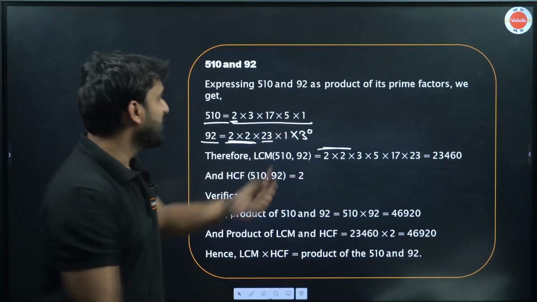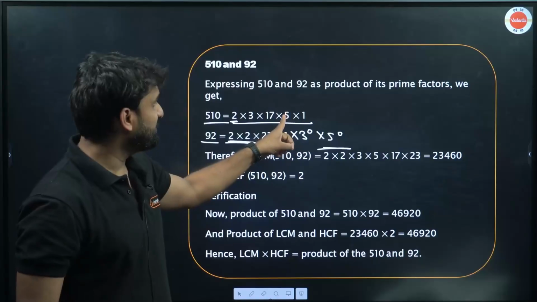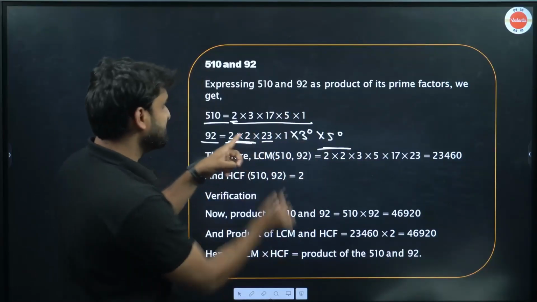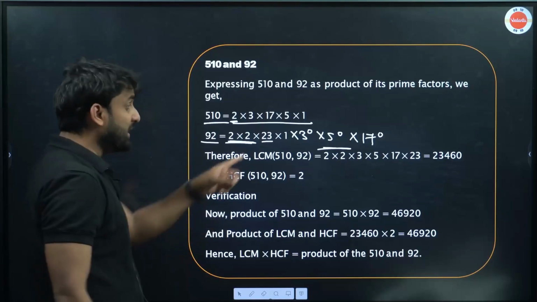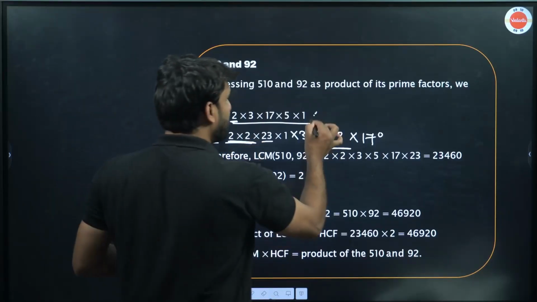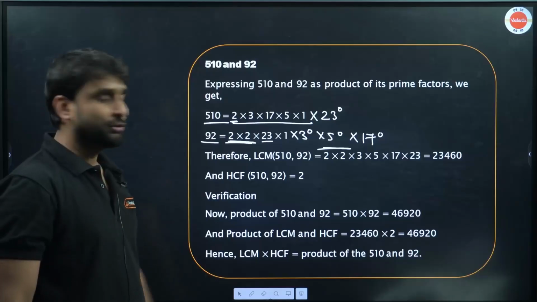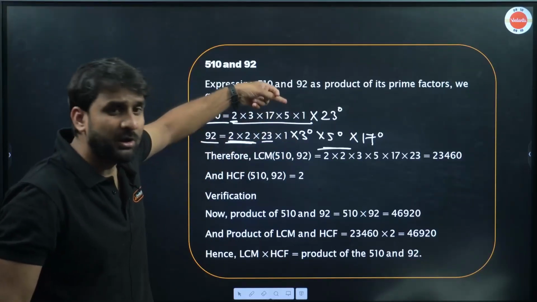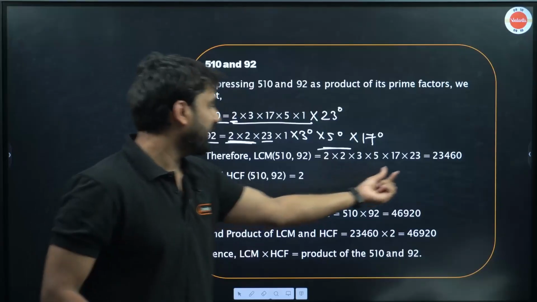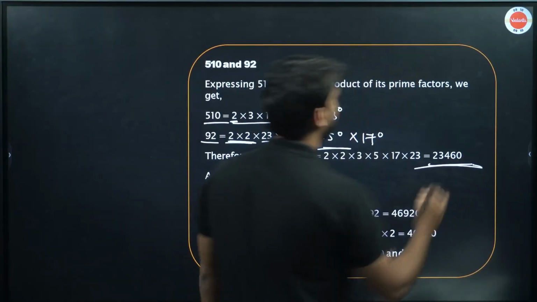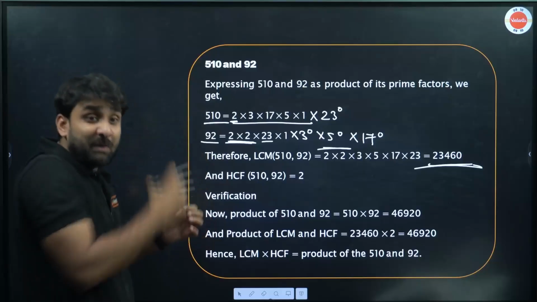Similarly 5 is here but 5 is not here. So we can imagine 5 to power 0 here. So which is the highest? 5. And 17 is here but 17 is not here, so we can imagine 17 to power 0. Similarly 23 is here but 23 is not here, so we can imagine 23 to power 0. So by multiplying all these highest powers, we are getting 23,460 as LCM, and HCF will be the lowest power.